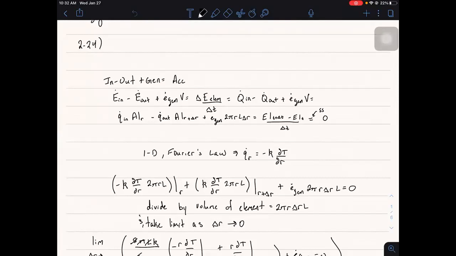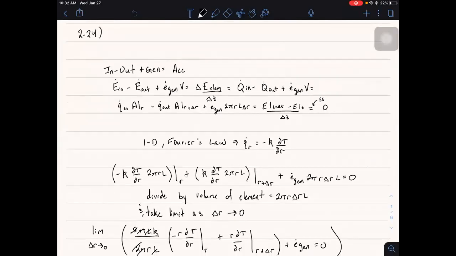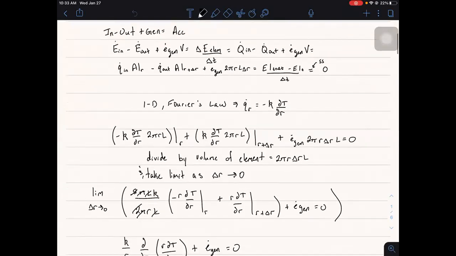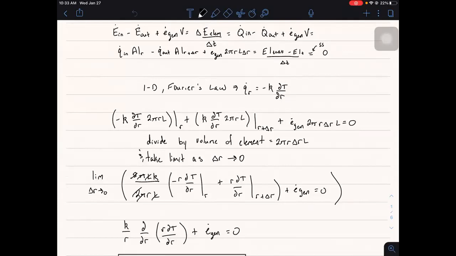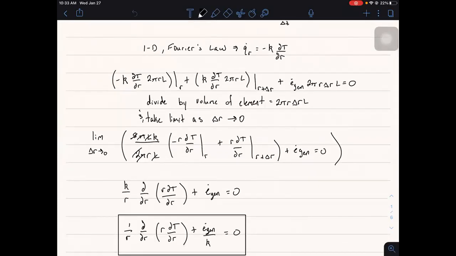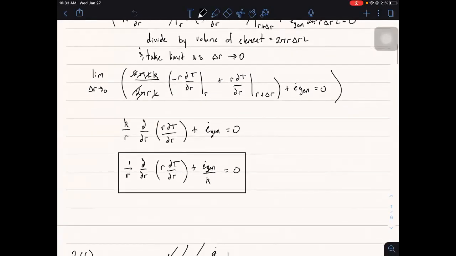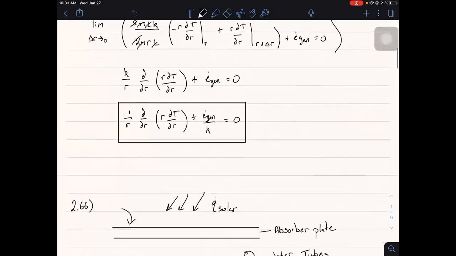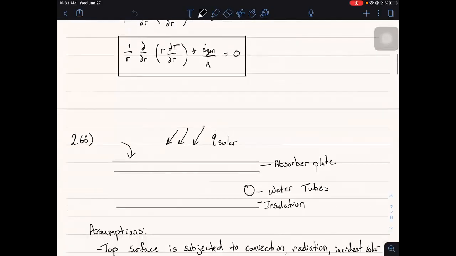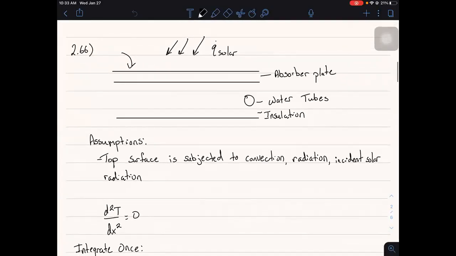So I started with the general equation at the top, and then made some appropriate substitutions, and then figured out what Fourier's law was, plugged that in, and then divided everything by 2 pi r delta r L, took the limit as delta r approached 0, and then I derived the equation right there.